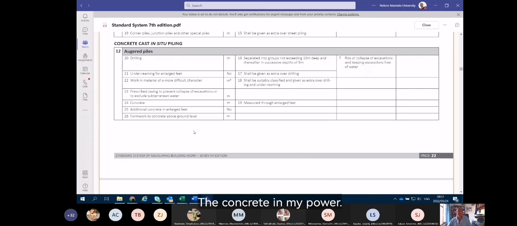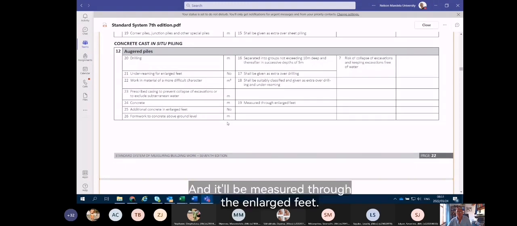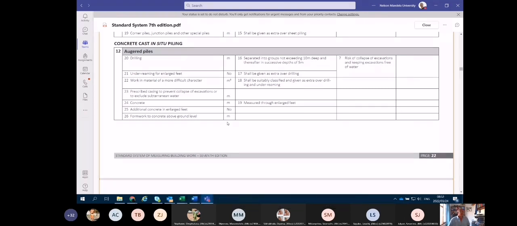The concrete in my pile will be measured in meters, and it will be measured through the enlarged feet. I will do a little drawing or a little sketch and illustrate that. Maybe I should do that whilst I am busy with that here now.